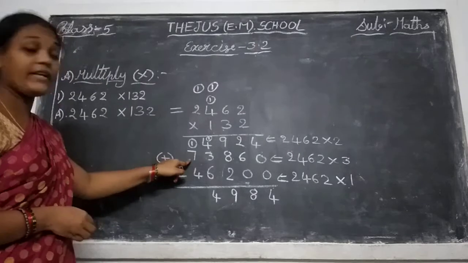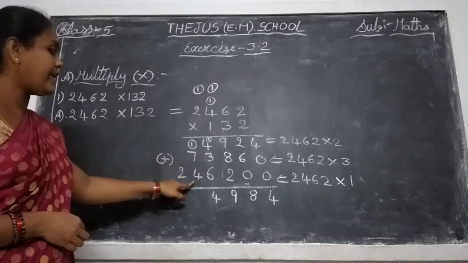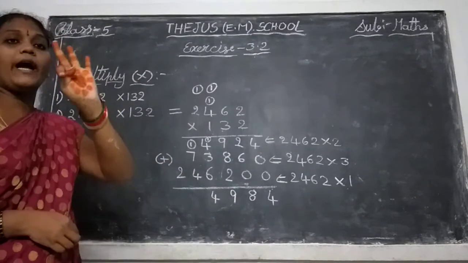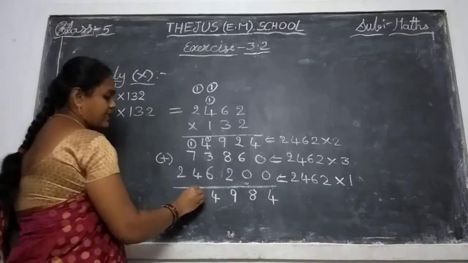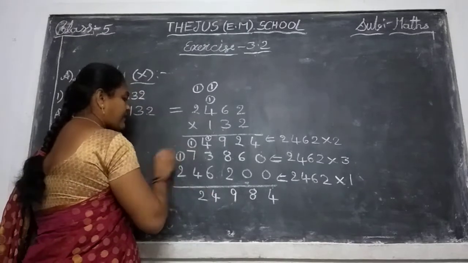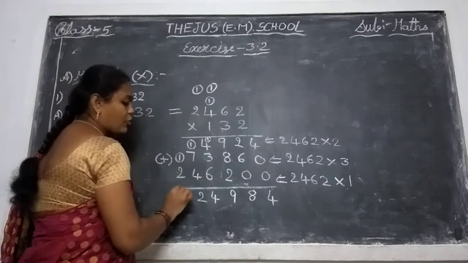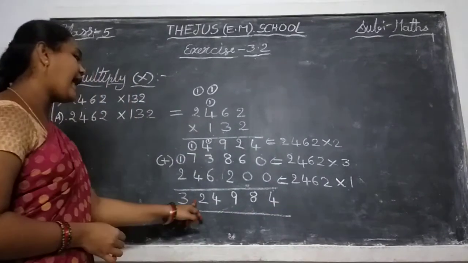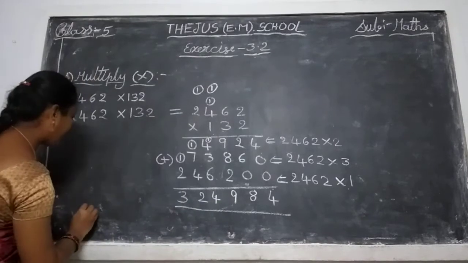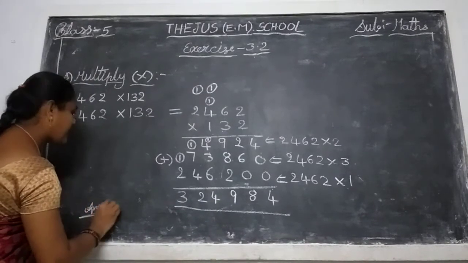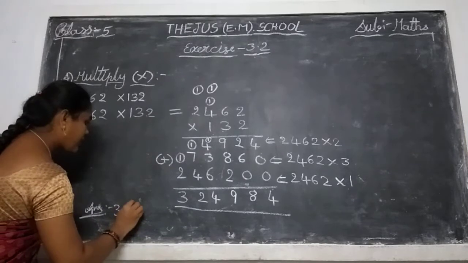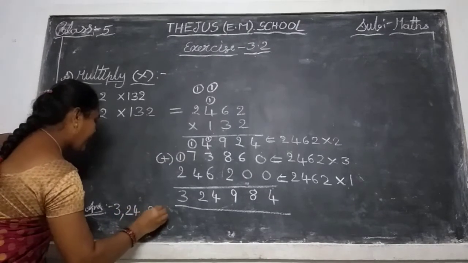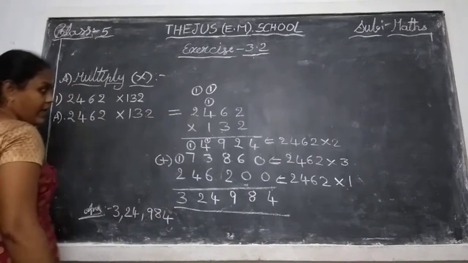1 plus 7, 8. Keep that 8 in your mind. Take 4 fingers. 8 after 9 10 11 12. This one is also a double digit number. 2 here and 1 next line upside. So 1 plus 2, 3. So the answer is 3,24,984. I will write this one.